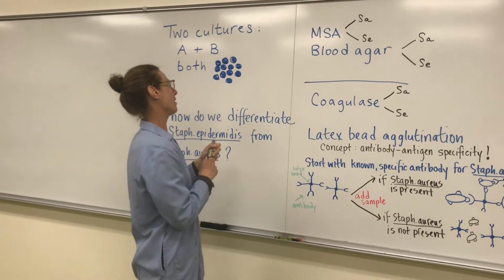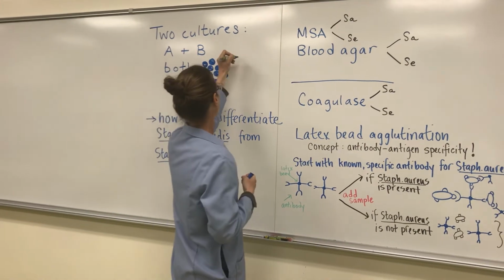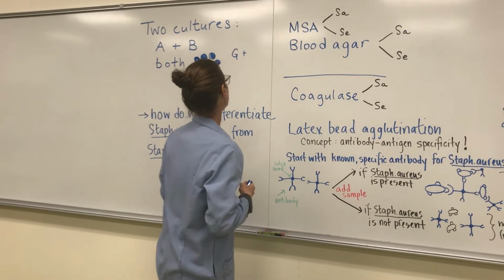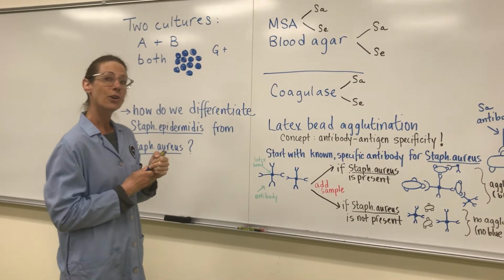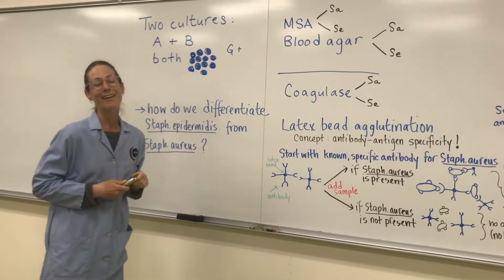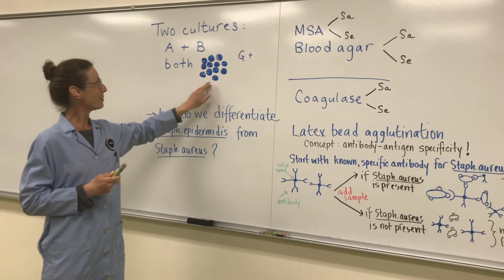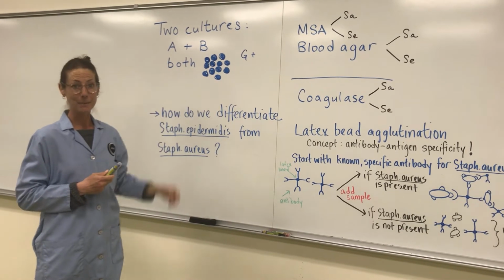So what do we see here? They're the blue-purple color, so that means they're gram-positive. And they're cocci in clusters, so we are going to go with the assumption that this is a Staphylococcus species.